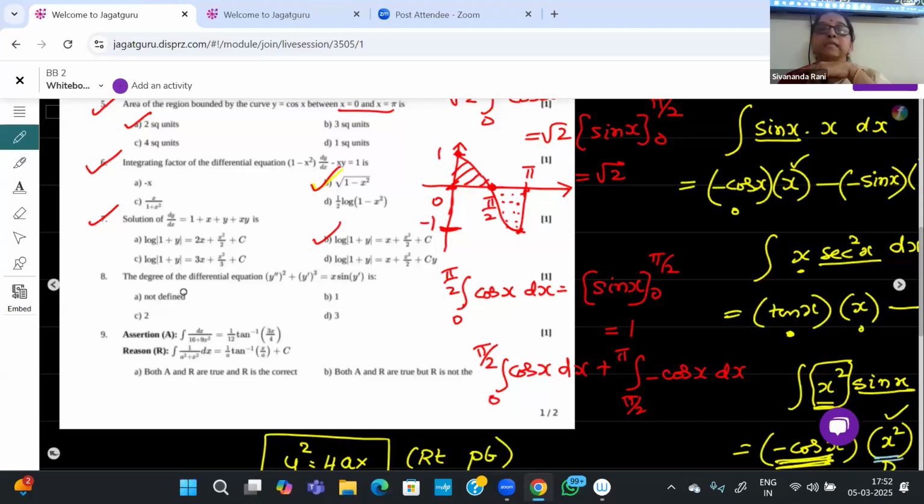Many students don't know this. Actually, separations are achieved by substitutions. Like, I think it works in homogeneous. If you remember, we substituted y as vx. After that, it becomes separable.